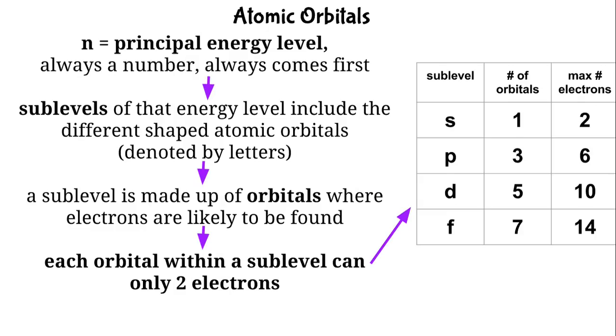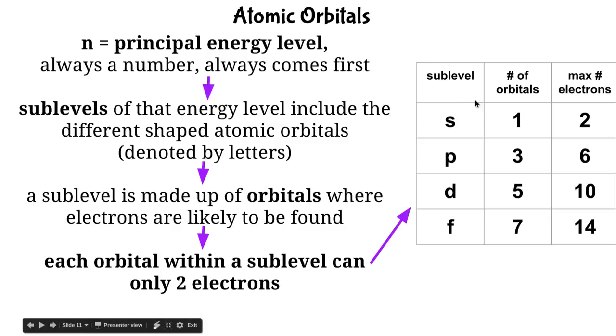So here's a little summary of everything that we've been talking about so far. n is your principal energy level. It is always a number, and when you're writing out your electron configurations, it always comes first. Your sublevel is a letter. It tells you what shape orbital you're dealing with. Your sublevel has those orbitals in it, and it tells you the region of space that electrons are likely to be found. Within each orbital, so within each little bubble that you have of that sublevel, you can only fit a maximum of 2 electrons.